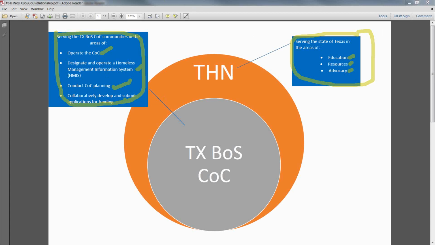So I'm hoping this helps explain what THN does and how the Texas Balance of State Continuum of Care is part of THN. And we're going to make this available to you as well as other materials that might be helpful for explaining our roles. And we want to go into more detail in the future about the roles of each department and how, again, you can benefit from these departments and from THN in general.